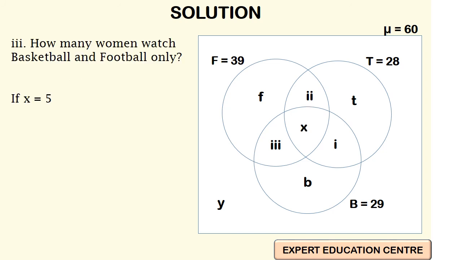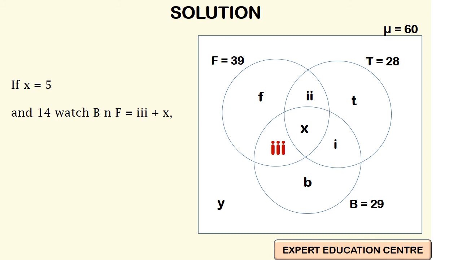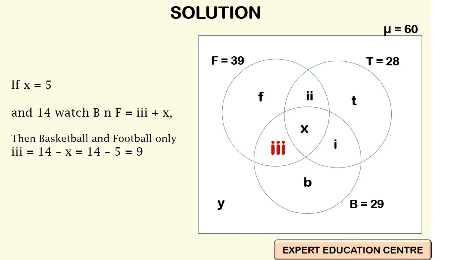Question 3. How many women watch basketball and football only? Recall that X is equal to 5. And that 14 women watch basketball and football, which is III plus X. Then basketball and football only will be III, which will be equal to 14 minus X. Since X is 5, 14 minus X will give us 14 minus 5, which is 9.